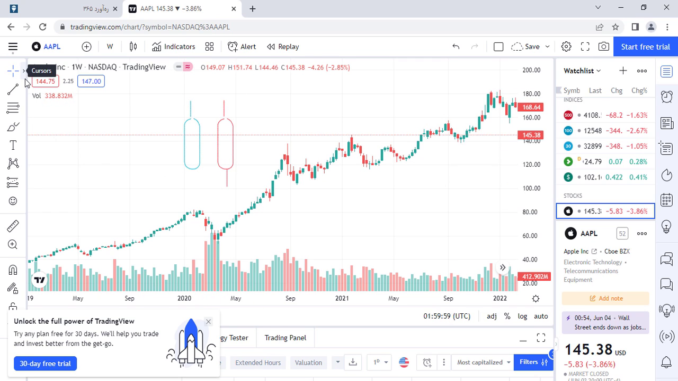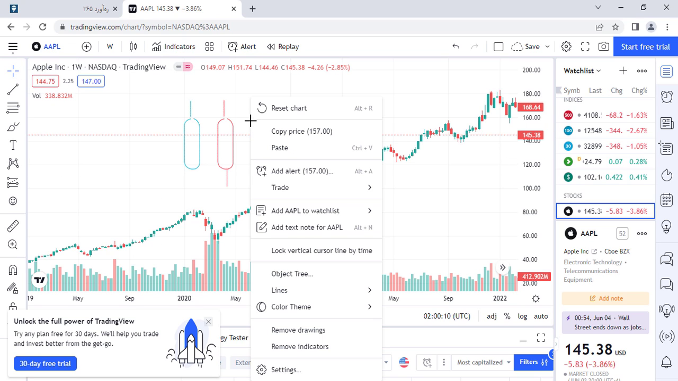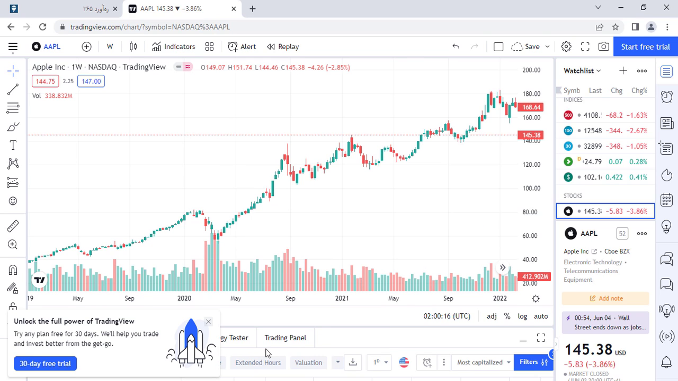In this session, we will explain the power of different types of candlesticks, different candles. Okay.